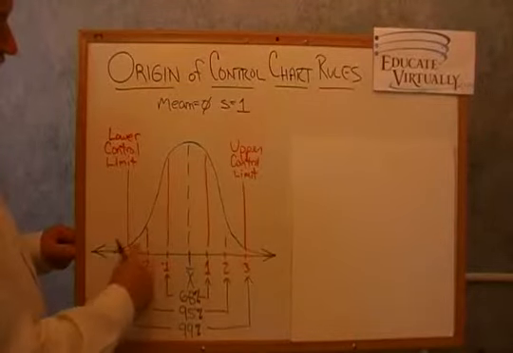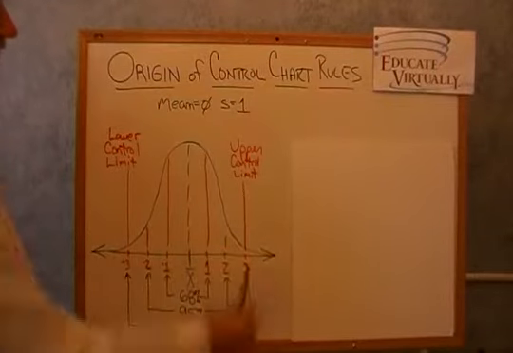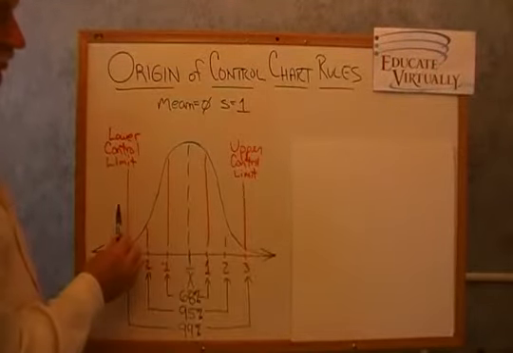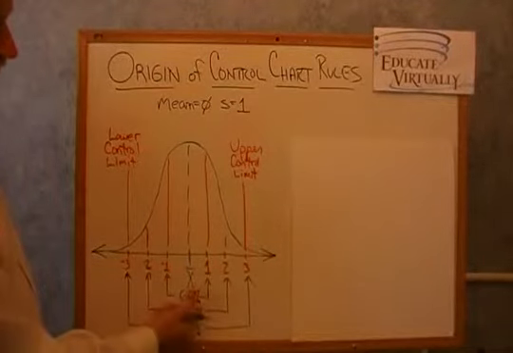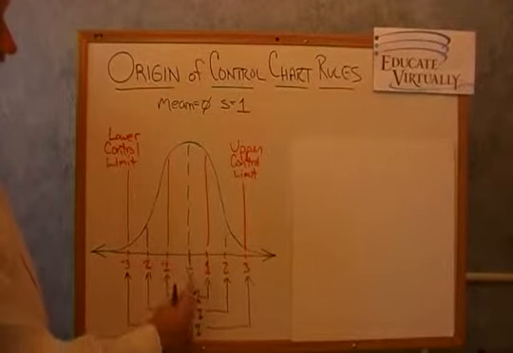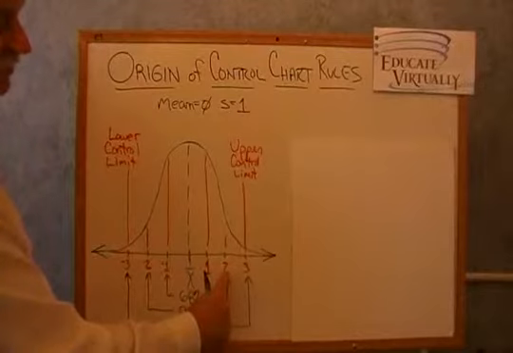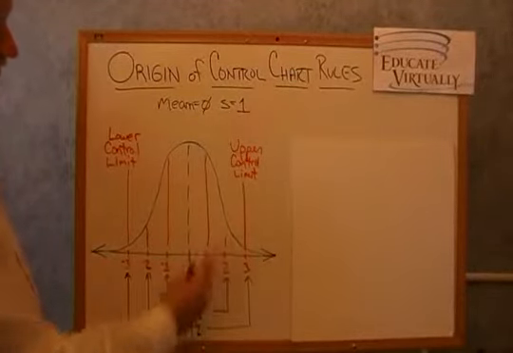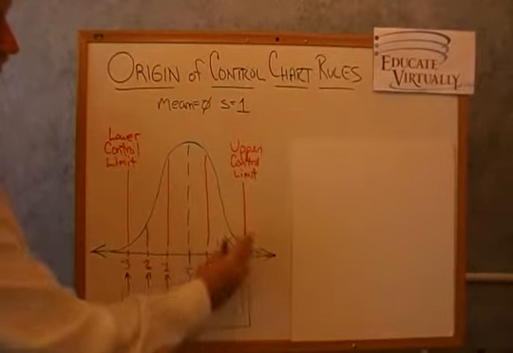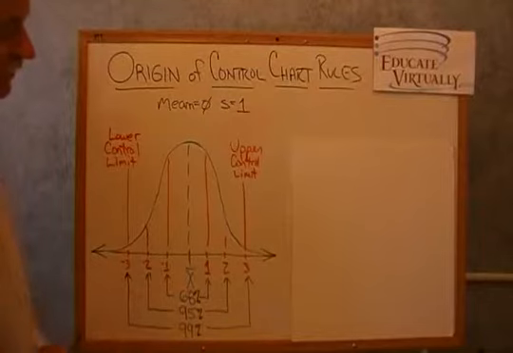So here's our standard normal distribution, and a control chart is characterized by an upper control limit and a lower control limit at plus or minus 3 standard deviations about the average or about the mean. We've also added on 1 standard deviation, 2 standard deviations, and 3, and minus 1, 2, and 3. So we've broken our distribution into 6 standard deviations, 3 above and 3 below the average.